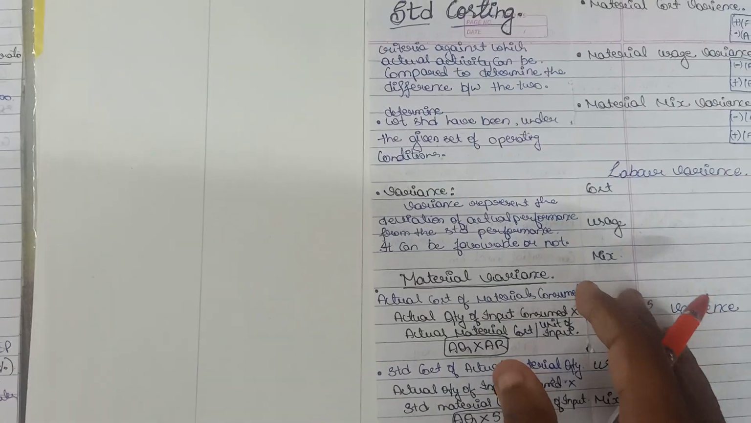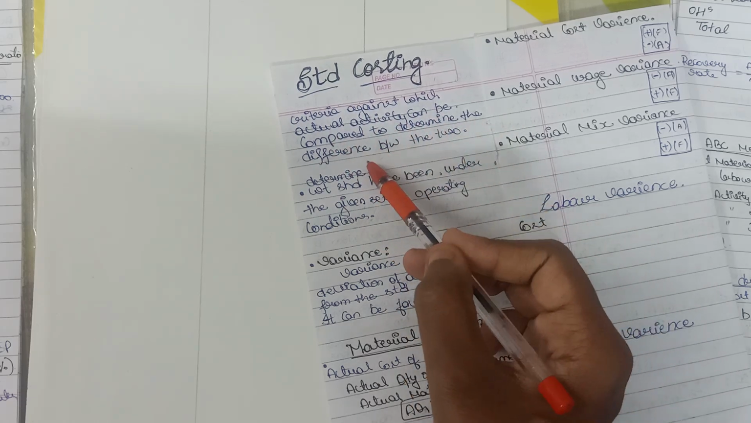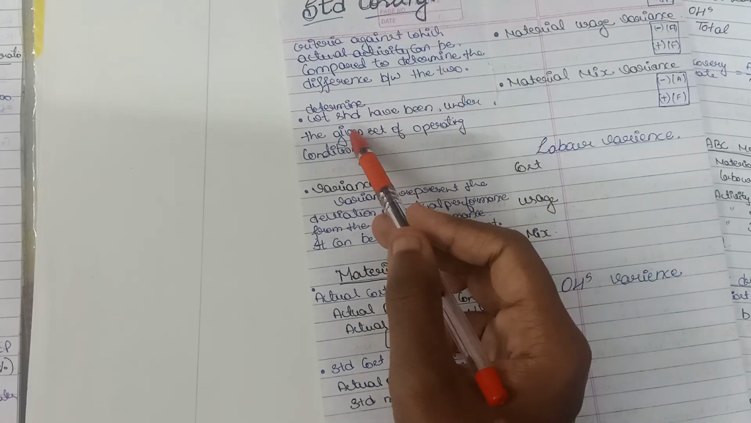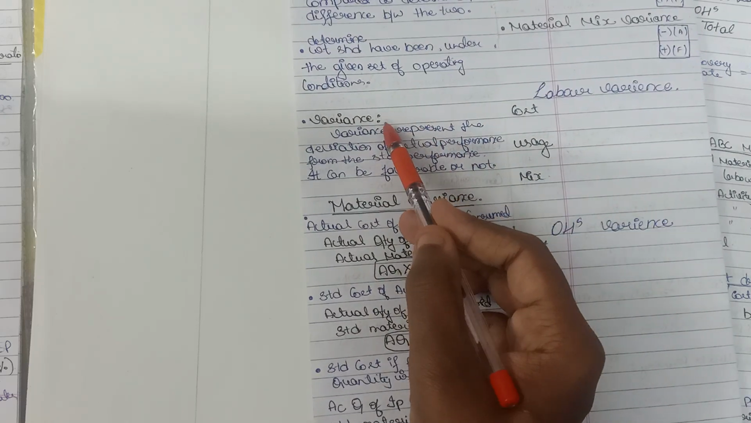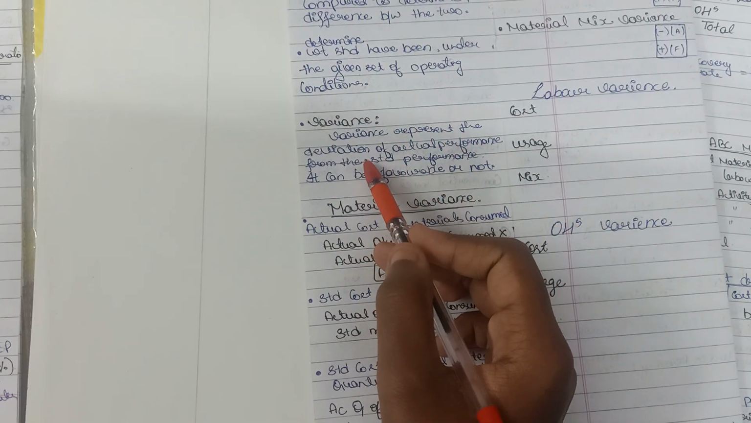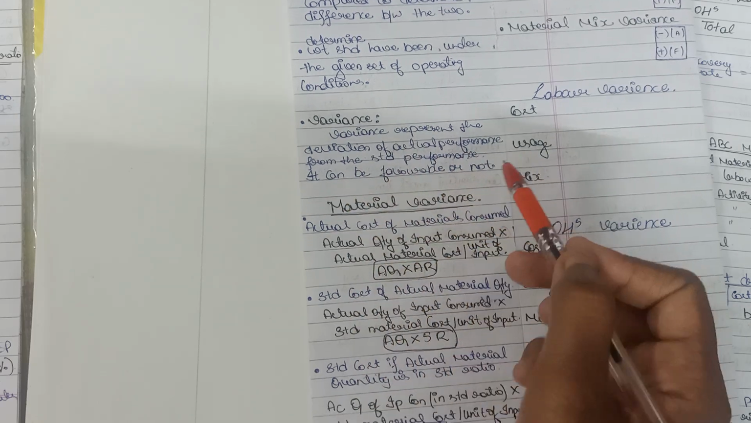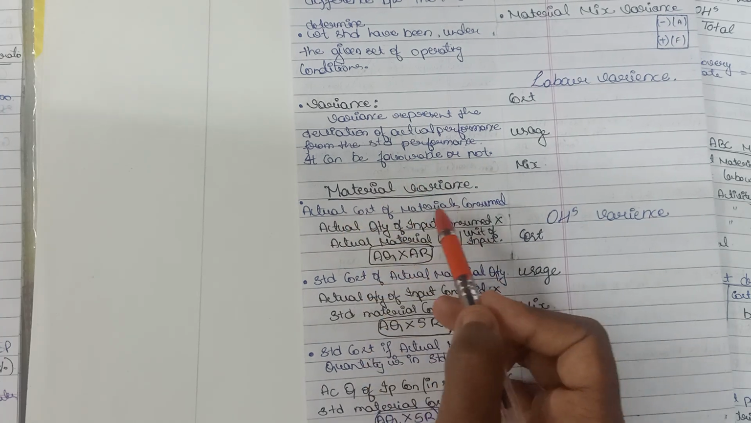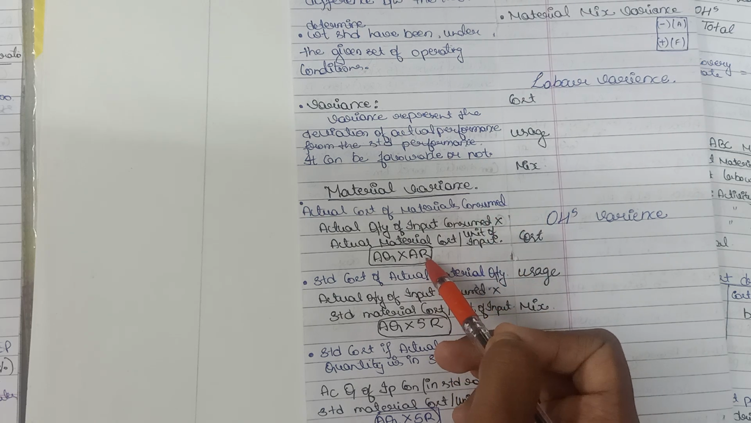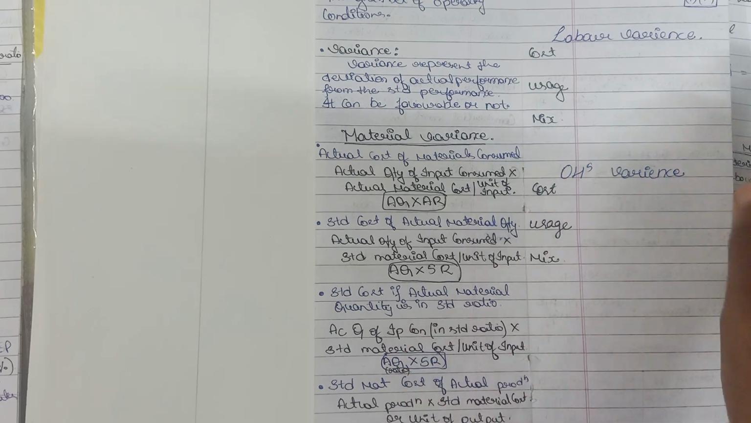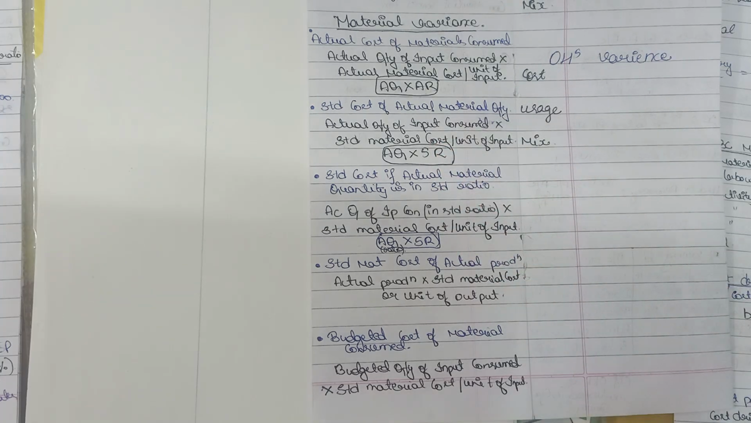Let's revise the chapter standard costing. Standard is the criteria against which actual activity can be compared to determine the difference between the two. It determines what should have been under the given set of operating conditions. For variance, variance represents the deviation of actual performance from the standard performance. It can be favorable or not. Material variance: actual cost of material consumed into actual rate. We'll be doing this. This is not so important. We are just revising the formula, so I think these things are not so important.